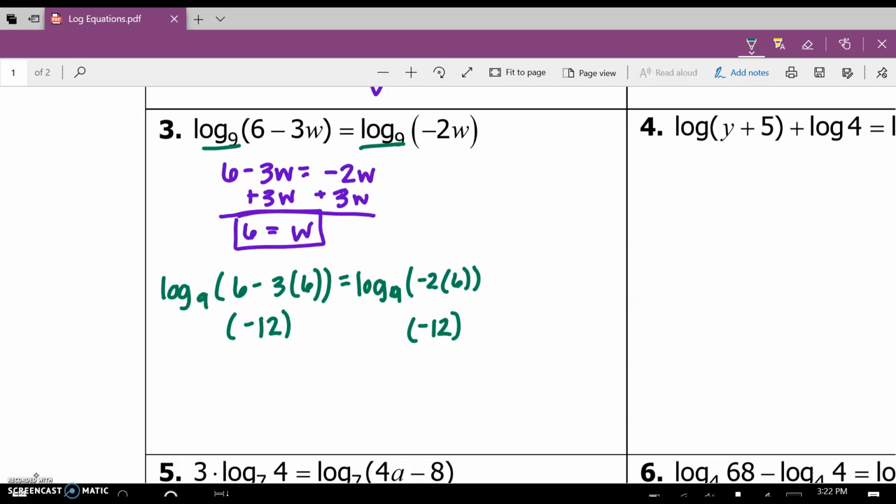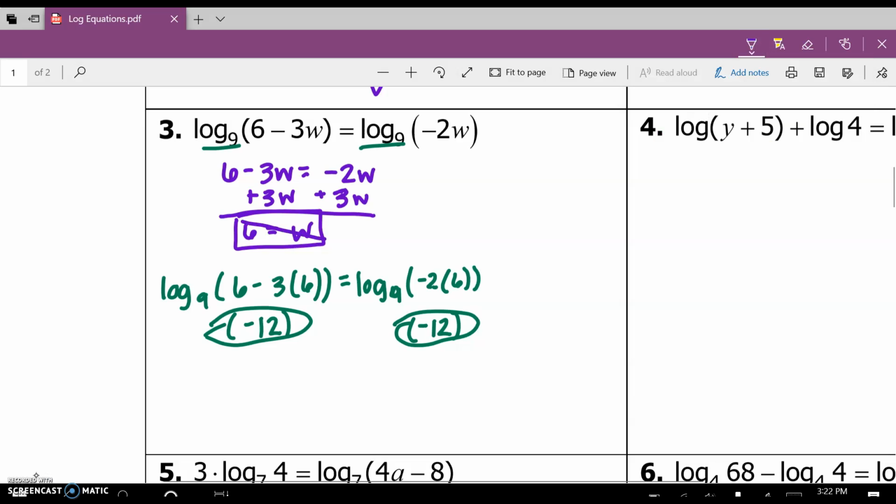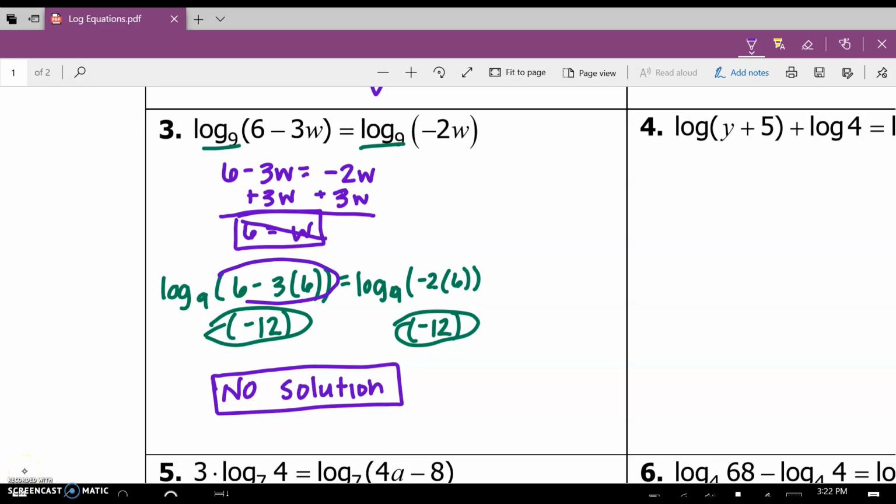Now, here's what I'm talking about. We cannot have a negative number here. Whatever the log is taken of cannot be negative. So since this is a negative number, 6 actually doesn't work. Our answer is actually no solution here. Okay, so whatever the logarithm is taken of cannot equal a negative number.